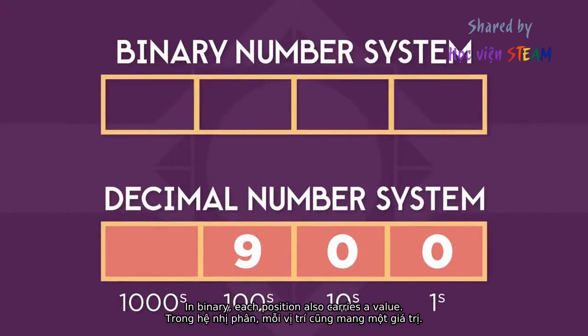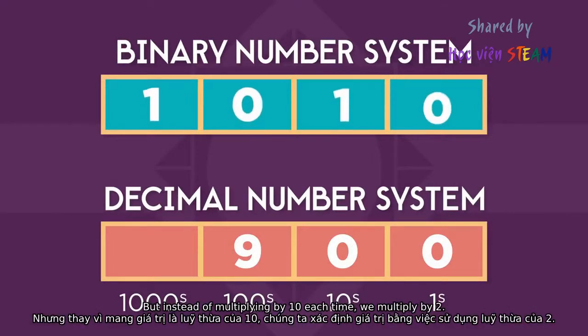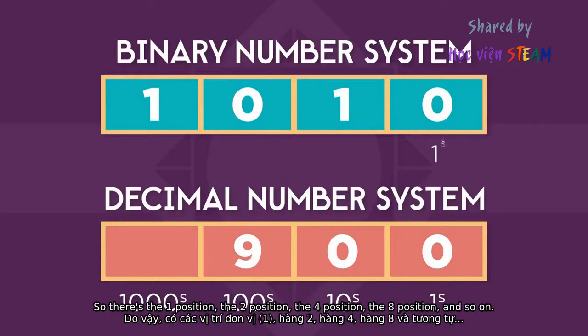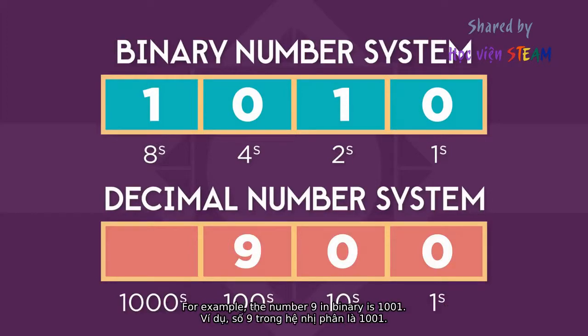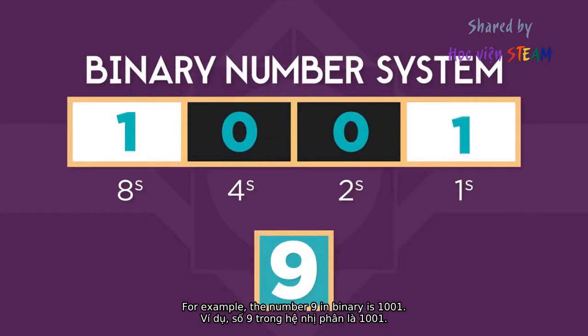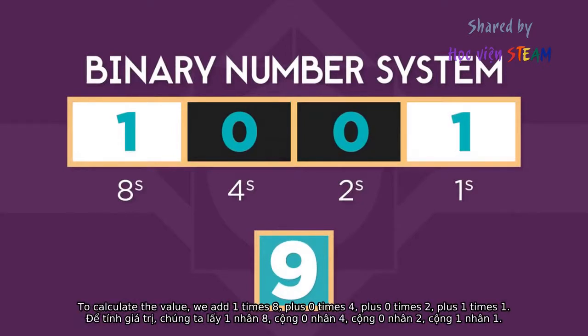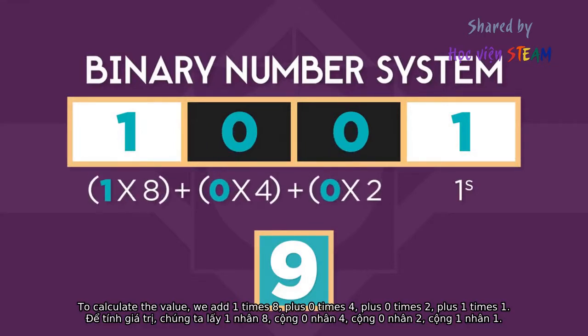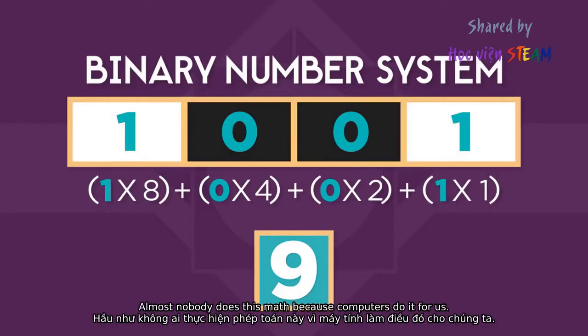In binary, each position also carries a value, but instead of multiplying by 10 each time, we multiply by 2. So there's the 1's position, the 2's position, the 4's position, the 8's position, and so on. For example, the number 9 in binary is 1001. To calculate the value, we add 1 times 8 plus 0 times 4 plus 0 times 2 plus 1 times 1. Almost nobody does this math because computers do it for us.